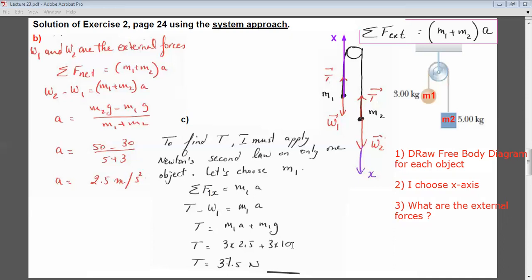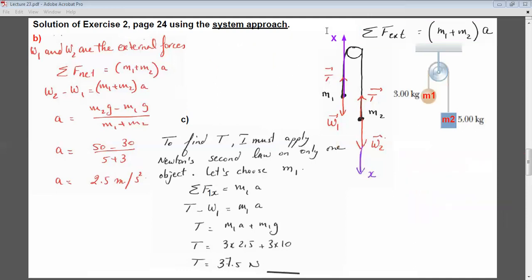Okay, so the system approach helps me get the acceleration easily, but then for the tension, I have to apply Newton's second law on one of the objects. I did not call this T1, T2 because they are both the same, so I called them T. I did not say A1, A2 because they move with the same acceleration, so it's A, okay? So A1 equal A2 equal A, T1 equal T2 equal T, okay? Let's solve another exercise.